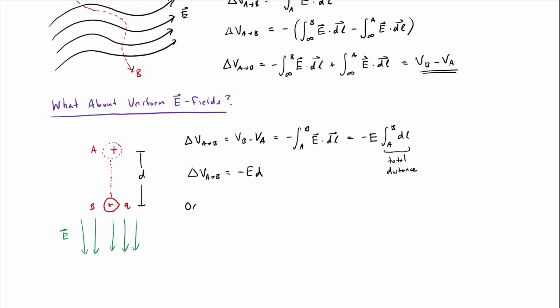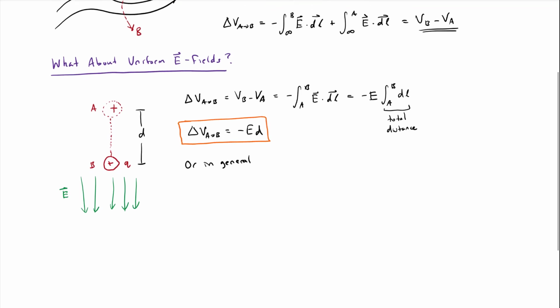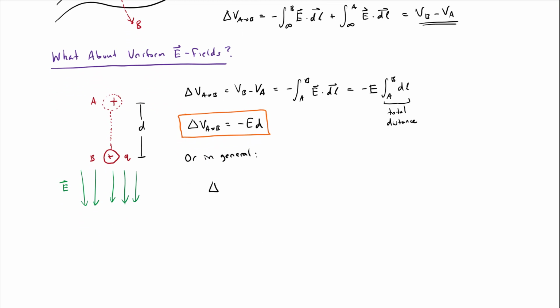Or in general, we have delta V A to B is equal to VB minus VA, which is equal to kQ over rB minus kQ over rA. So then delta V A to B is kQ times 1 over rB minus 1 over rA.